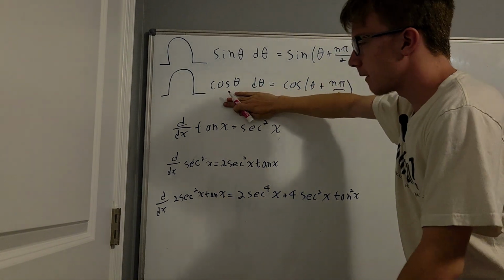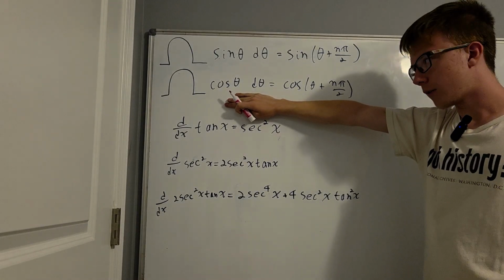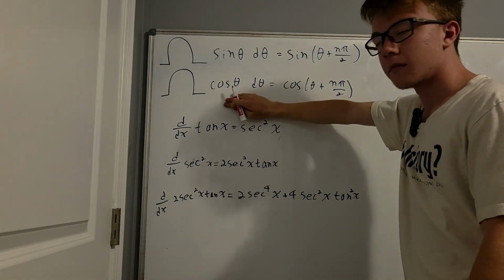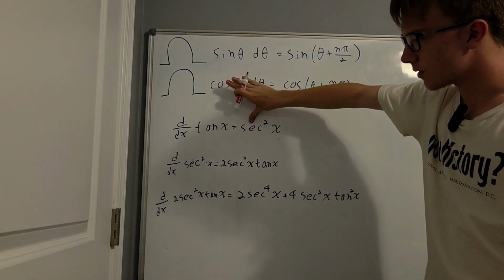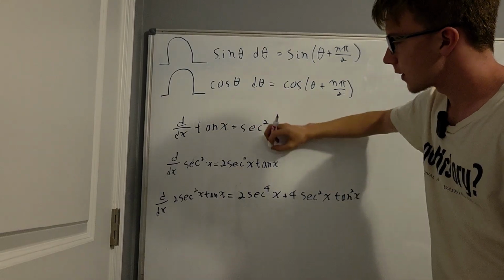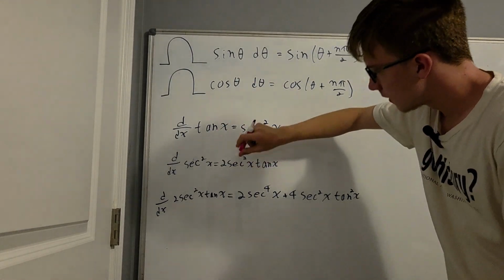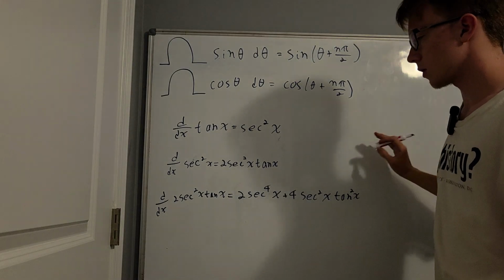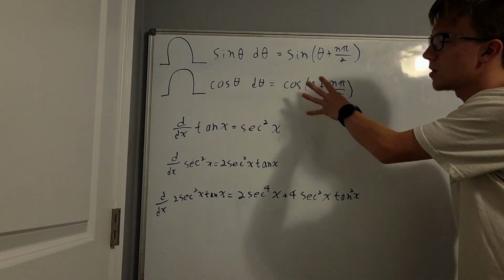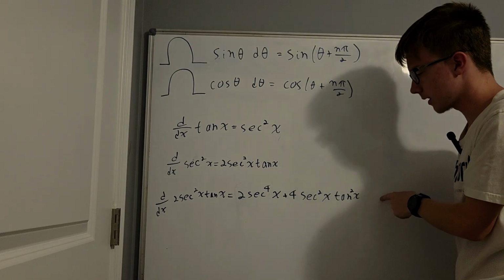Right here, though, I'm trying to find the nth derivative of tangent of x. You can't, because if you look right here, we get secant squared. Right here, 2 secant squared tangent. And then right here, 2 secant to the 4th plus 4 secant squared tangent squared. It just keeps getting bigger, and you can't really predict how it's going to do that.